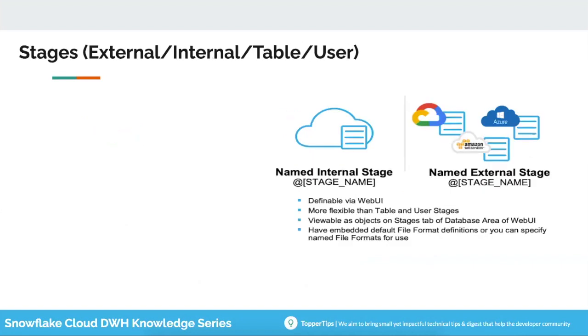Let's talk about the stages. We know that there are four kinds of stages: external, internal, table, and user. Internal stages and external stages are very common stages. We store the data in S3 or Azure ADLS Gen 2 or GCP, and we can map that external storage through a table, which is very common in the Hadoop world through the Hive external table. These are the most common things. You can define them through the web UI, and they are more flexible than the table and user stages, and you can write queries on top of that by defining the file format.